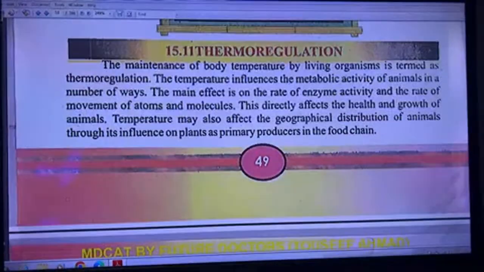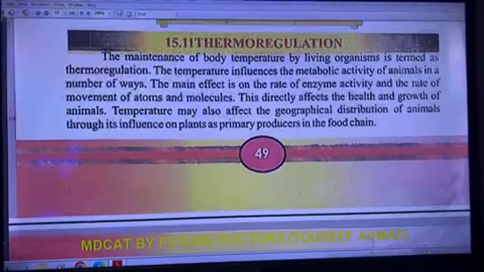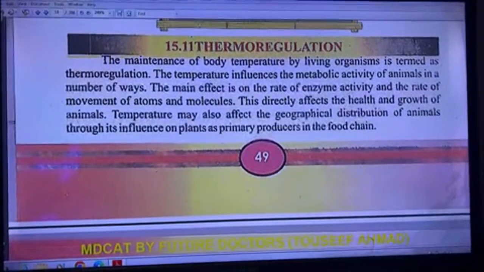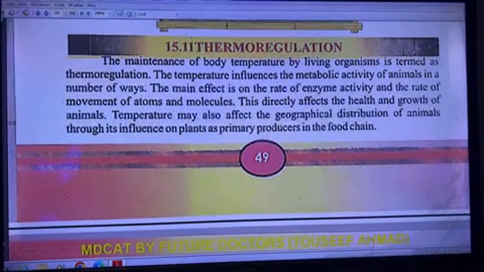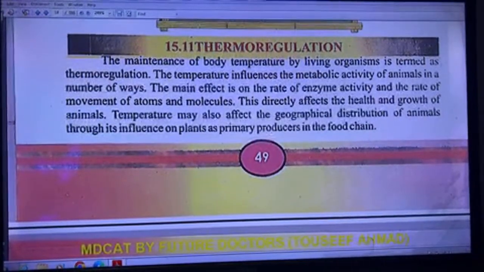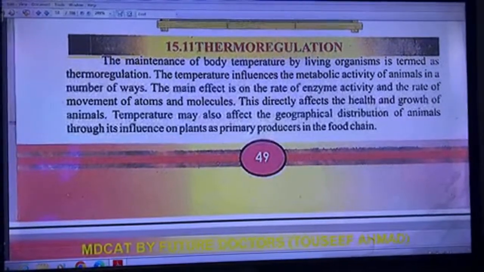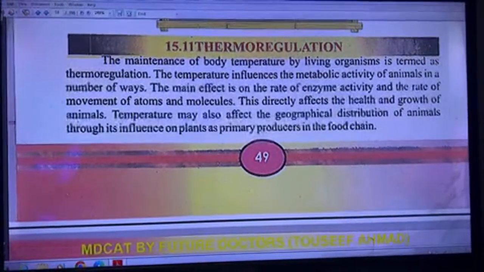Thermoregulation. The maintenance of body temperature by living organisms is termed thermoregulation. Temperature influences the metabolic activity of animals in a number of ways. The main effect is on the rate of enzyme activity and the rate of movement of atoms and molecules. This directly affects the health and growth of animals. Temperature may also affect the geographical distribution of animals through its influence on plants as primary producers in the food chain.